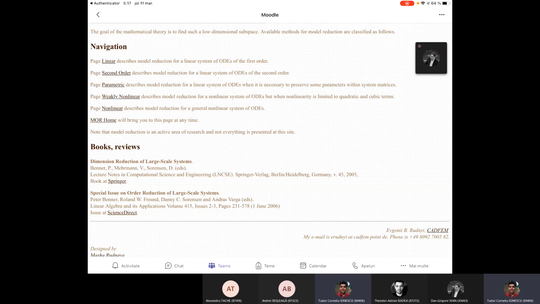Discuss the model reduction for a general nonlinear system of ODEs. And you have here the books, which are very nice, and you have a special issue on some magazine.